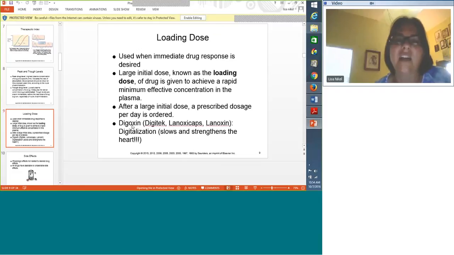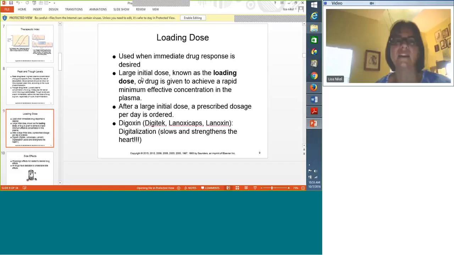But digoxin is a medication that can be given, and clients can get a loading dose. One of the key things, let's say they have congestive heart failure and they have weakening of their heart. We want a drug that's going to slow down and strengthen the heart. They get a loading dose of digoxin to help get them out of trouble from their congestive heart failure, in addition to other medications that are given. But this is a medication that we talk about with regards to loading dose.